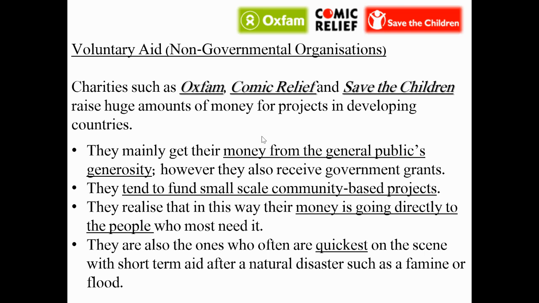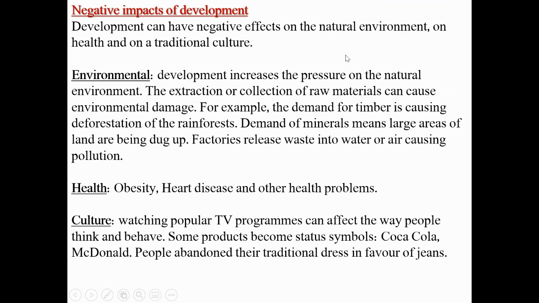They tend to fund small scale community-based projects because they realise this means their money is going directly to the people who want it, and there's not a risk of it going to an unscrupulous government official who might steal that money for themselves or spend it in a way it shouldn't be spent. Now, like I say, so often it can be long term, but it's also short term. And these organisations are usually the quickest on the scene with short term aid after natural disasters such as famine or floods.